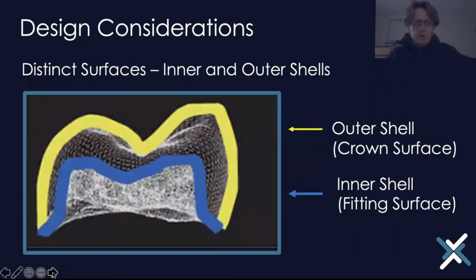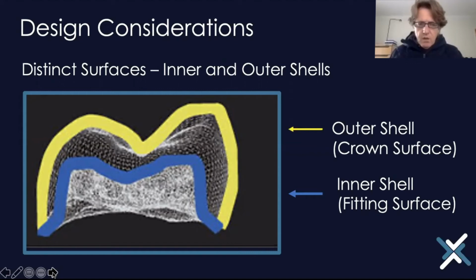Okay, so the first thing that you need to understand is the software is going to create an outer shell and the inner shell. The outer shell is obviously the surface of your crown that's going to be in contact with the opposing dentition. That is the visible part in the mouth. So shading and all kinds of things like that come into play there. Obviously, the occlusion is most important, and then the margination is very important.